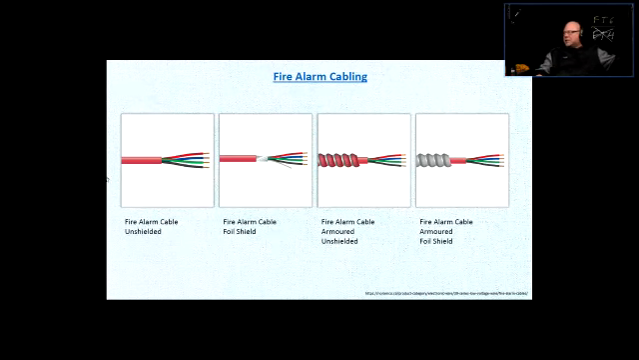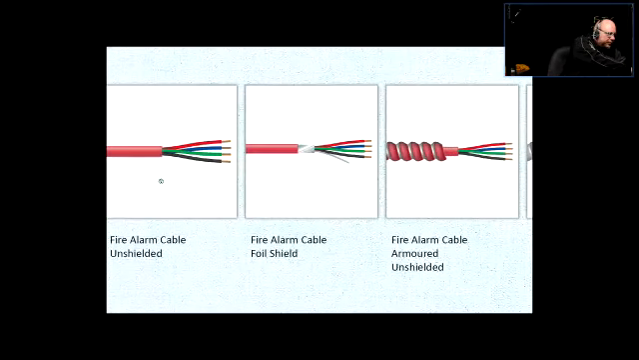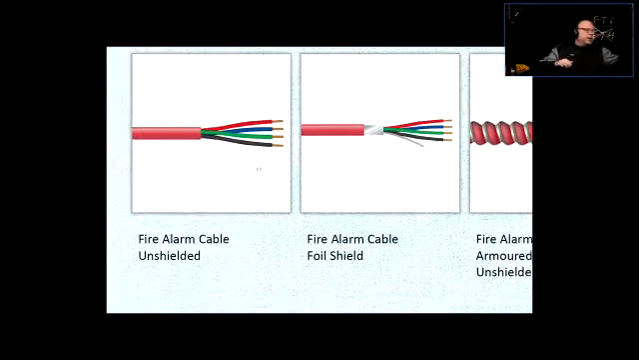And depending on the situation, you might have to use a fire alarm cable which is unshielded, and you can see that there are 1, 2, 3, 4 solid strands in there, and of course they will not be twisted because there's no need to twist for that.